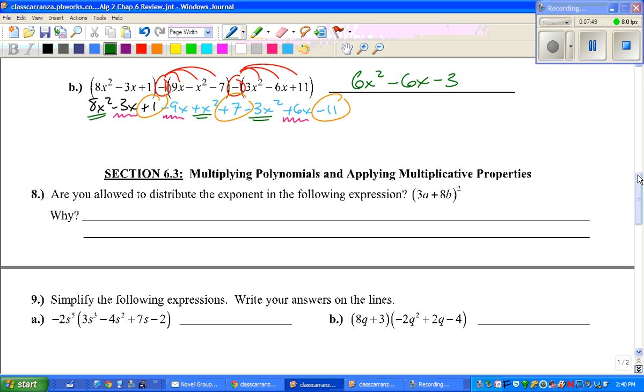All right, section 6.3. Are you allowed to distribute the exponents in the following expression? For this one, you cannot distribute an exponent to a polynomial.